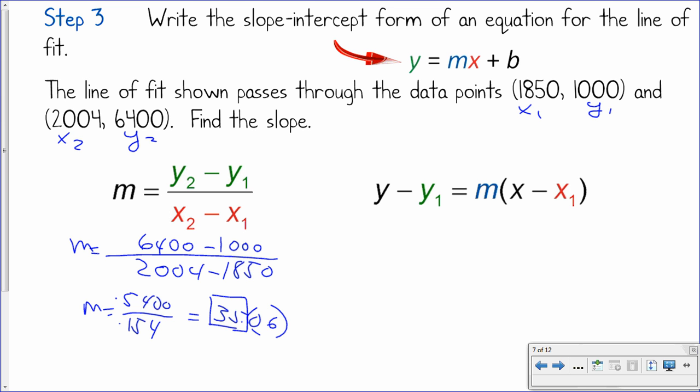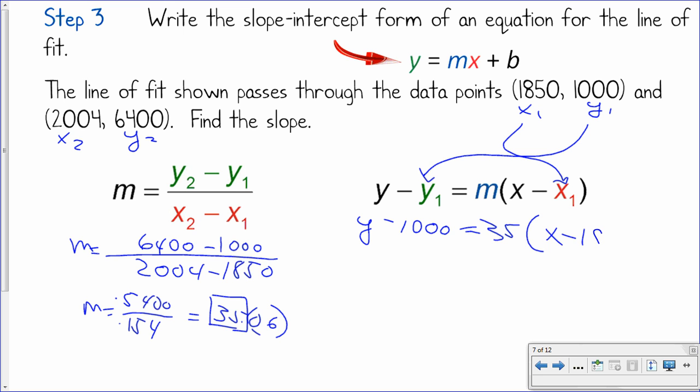So now all I got to do is this. I have my slope. So I have at least one point. I'm going to use the one that I already labeled. So that value is going to go there, and that one will go there. y minus 1,000. What am I going to put for m? 35. Nice. And then x minus 1850. You guys with me so far? Okay, see that? Now I just got to do what? Just simplify and distribute, right?